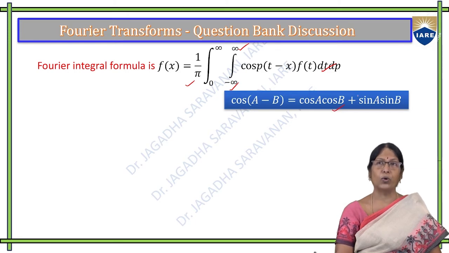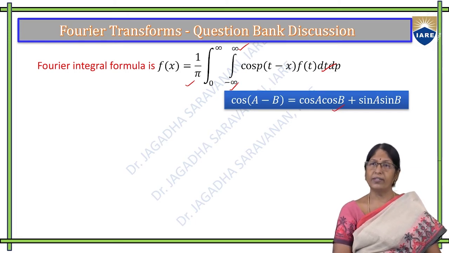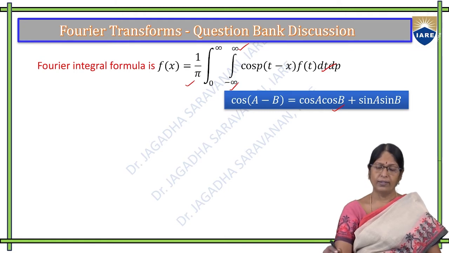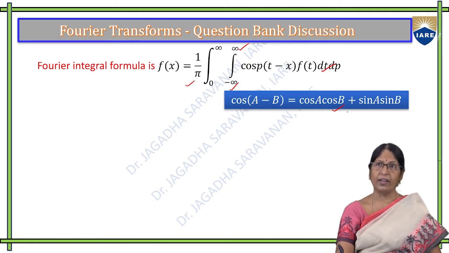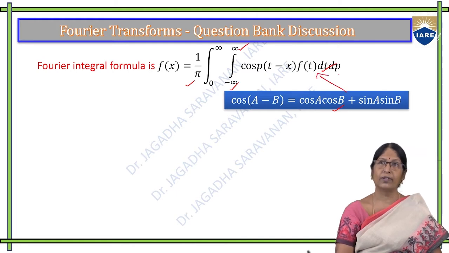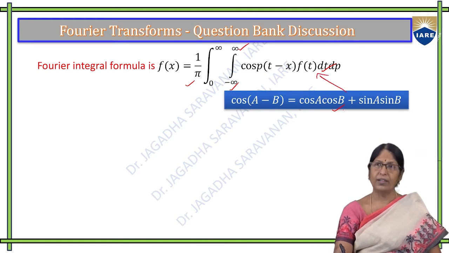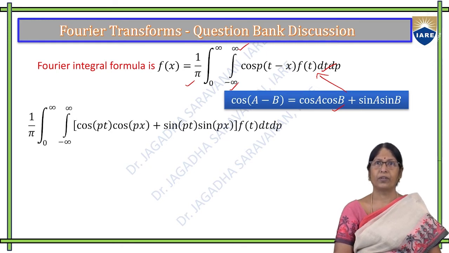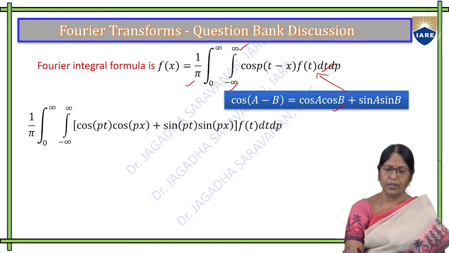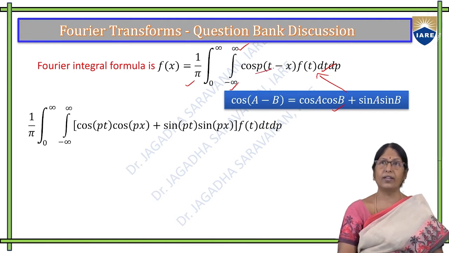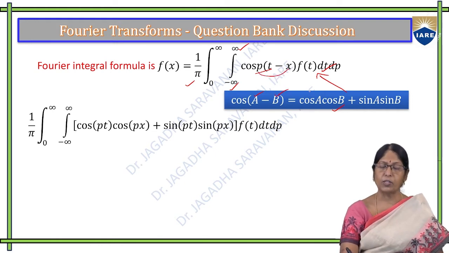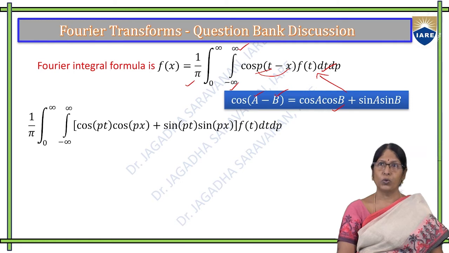So this formula also we are recollecting. That is the basic trigonometric formula. Recollecting this basic formula, we are going to connect it to this. Then we understand how this trigonometric formula fits, and we do a comparison study. Here we can notice that pt is playing the role of capital A, and px is playing the role of capital B. So the left hand side fits.